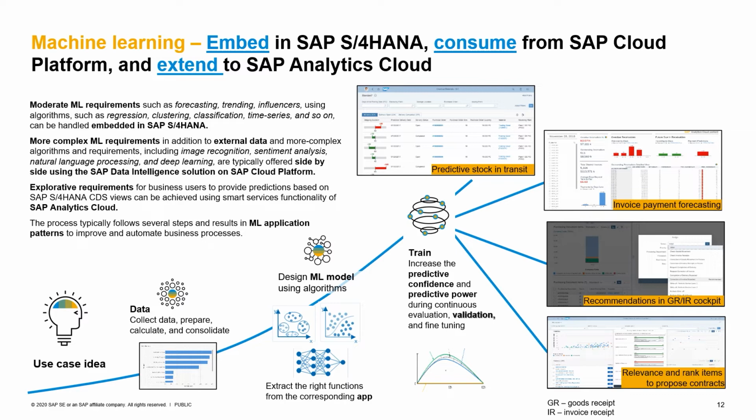Then the next use case you have seen is the invoice payment forecasting. This is a different use case where we are leveraging the SAP Analytics Cloud APL algorithms and trying to provide the business user a quick understanding of how this would look. So this is using a different technique. Whereas the bottom 2 use cases, the recommendation in the cockpit, and the other use case for extending the contracts, are leveraging a different mechanism for the consumption of machine learning.